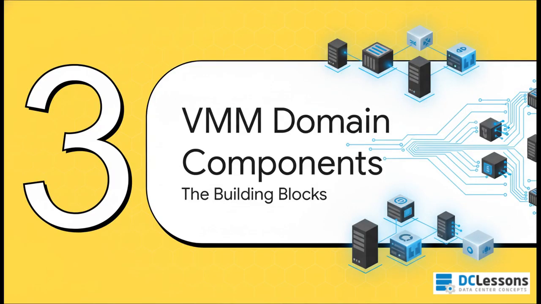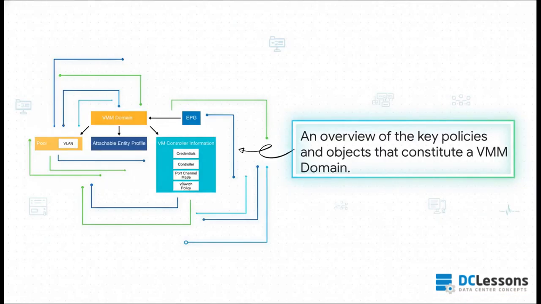Okay, so we've seen the how. Now let's double-click and look at the what. What are the actual building blocks that an ACI admin needs to put together to create this VMM domain policy in the first place? This diagram shows it all really well. The VMM domain is that central object, and it's basically assembled by pointing to a few other key policies. You need to tell it about the vCenter controller, you need to give it a pool of VLANs to play with, and you need to tell it where it's allowed to connect in the physical world using something called an AAEP.